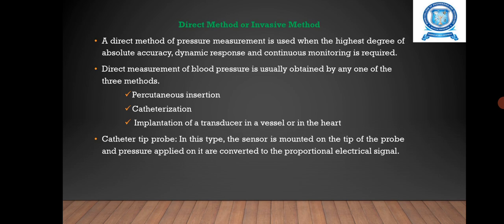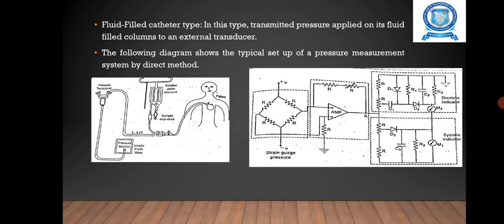The first one is the catheter tip probe. In this type, the sensor is mounted on the tip of the probe and the pressure is applied on it, then it is converted to a proportional electrical signal. The next one is the fluid filled catheter type. In this type, the pressure is transmitted through the fluid filled column to an external transducer. The transducer converts the applied pressure to an electrical signal. Then the electrical signals are amplified and displayed or recorded.